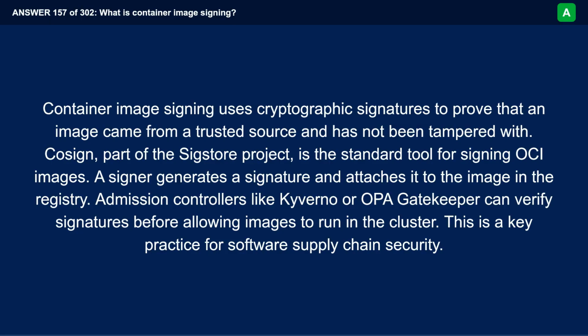A signer generates a signature and attaches it to the image in the registry. Admission controllers like Kyverno or OPA Gatekeeper can verify signatures before allowing images to run in the cluster. This is a key practice for software supply chain security.